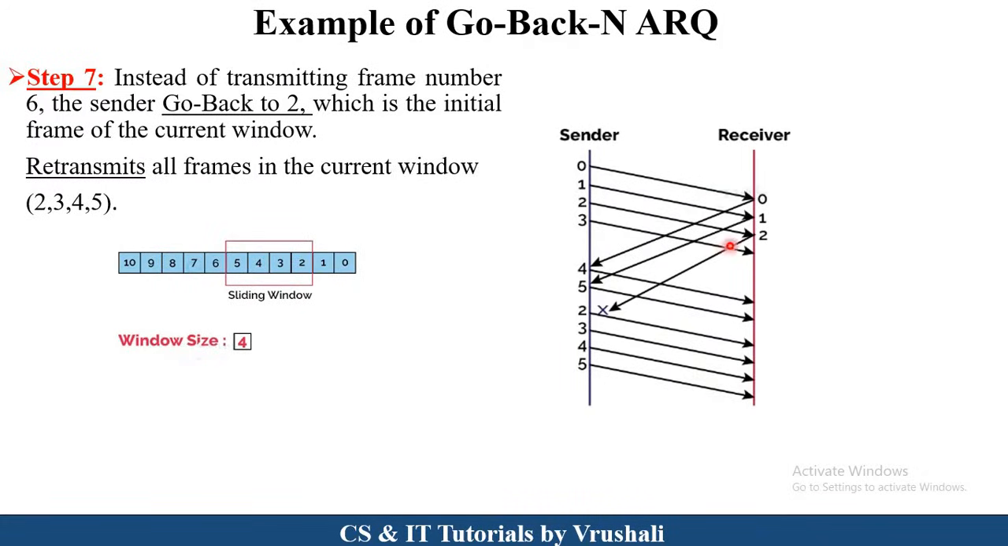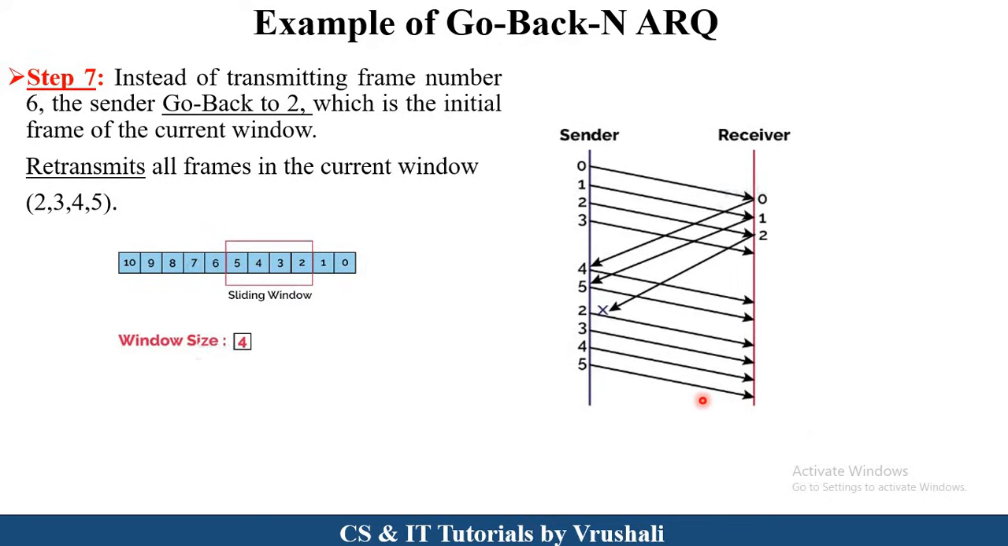Okay, see here, this acknowledgement is lost in the network, right? Now, the name suggests that we go back to 2. Which frame is lost? 2. So from 2, they retransmit this frame again to the receiver, like 2, 3, 4 and 5. See here, this acknowledgement is lost, so they again move to 2 and send this frame again to the receiver, like 2, 3, 4 and 5.